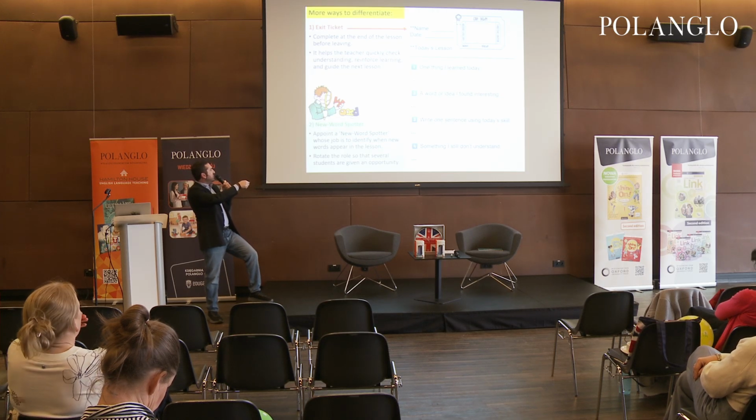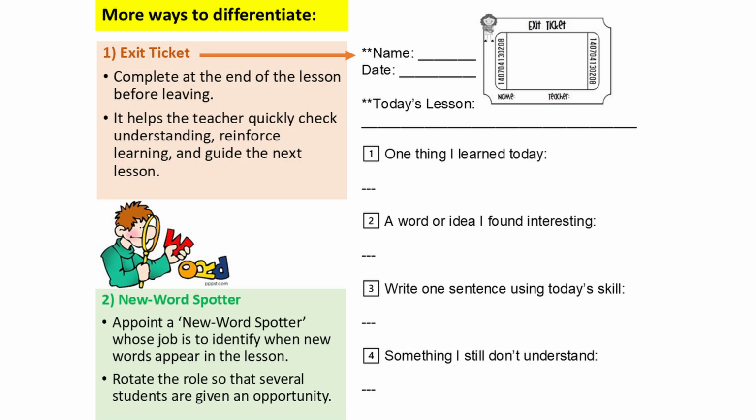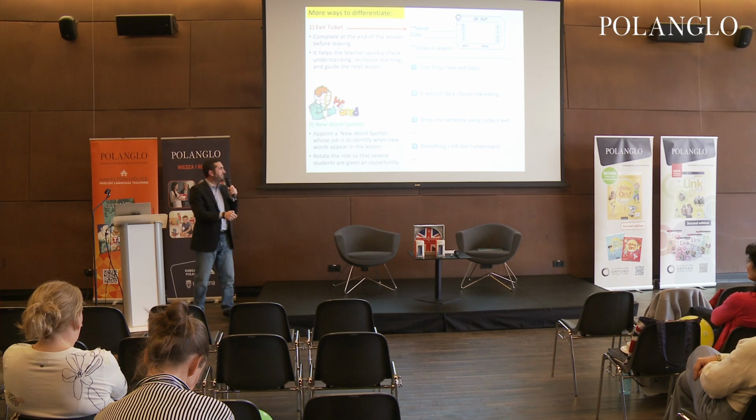Another idea, last one, is the new word spotter. This role can be assigned to a less able student in the classroom whose job is to identify when new words appear in the lesson, in a reading passage, for example, and highlight the words as we're reading the reading passage, and then we can discuss the words together as a group. This role can be rotated in every lesson or every week.